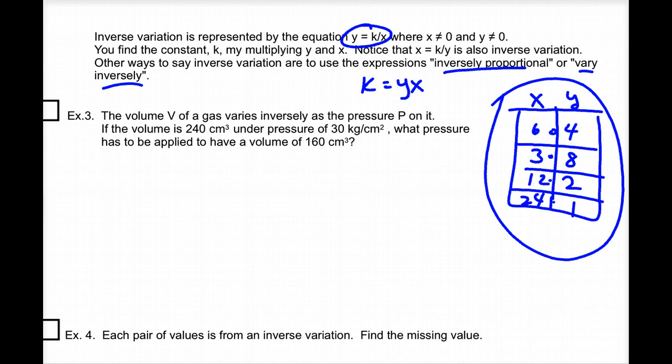Example 3. The volume of a gas varies. So I'm going to put V equals K. And it says inversely, so let's divide by P. Volume equals K over P. The volume is 240 with a pressure of 30. Then we want to find what the pressure would have to be to have a volume of 160.